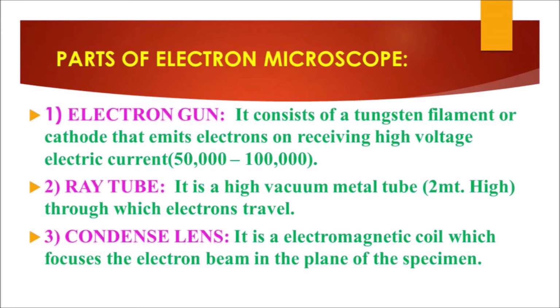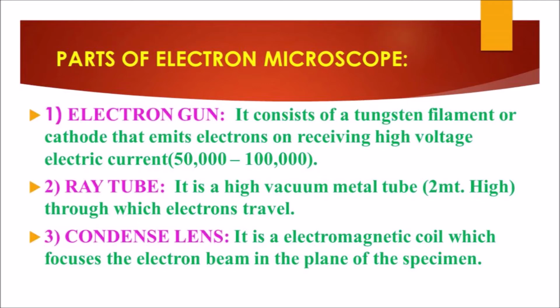Now we will see the parts of the electron microscope. The first is the electron gun. The electron gun consists of a tungsten filament or a cathode that emits electrons on receiving high voltage electric current. The second part is the ray tube. It is a high vacuum metal tube, 2 meters in height, through which electrons travel.